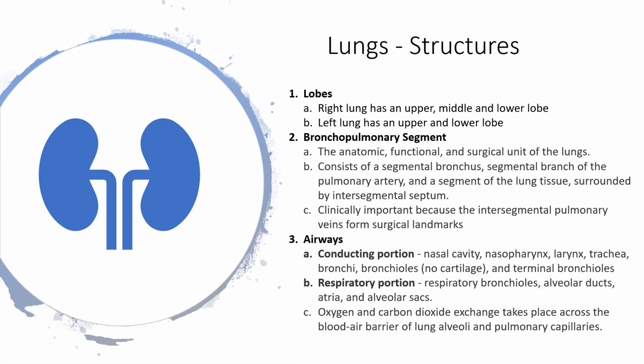The conducting portion of the airways includes the nasal cavity, nasopharynx, larynx, trachea, bronchi, bronchioles, which possess no cartilage, and terminal bronchioles. The respiratory portion includes the respiratory bronchioles, alveolar ducts, the atria, and the alveolar sacs. Oxygen and carbon dioxide exchange takes place across the wall called the blood-air barrier of the lung alveoli and pulmonary capillaries.